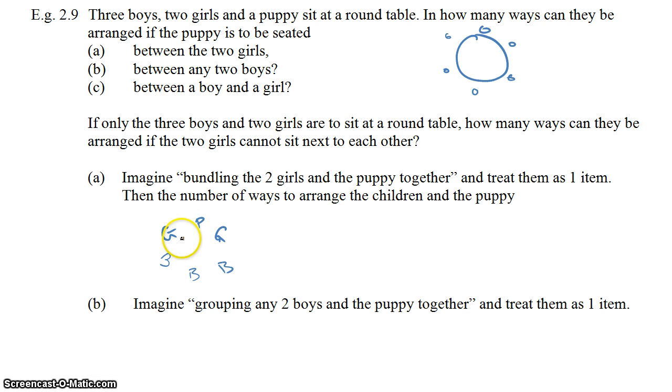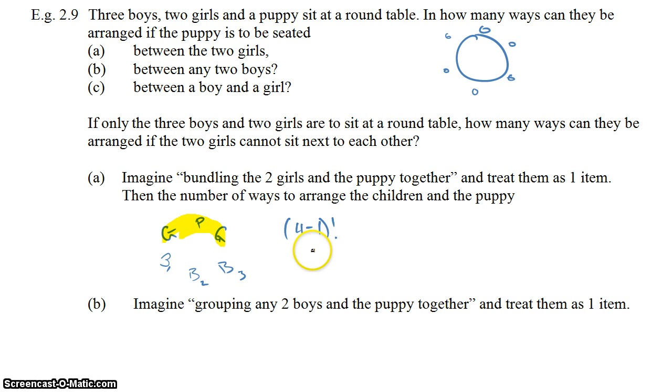So what do I have? I treat these three as one thing, GPG, and I treat that as one object, and I arrange that with the three boys, right? So I now have 4 objects to arrange: the GPG, and boy 1, boy 2, and boy 3. And to arrange 4 objects in a circle, we know that can be done in 4 minus 1 factorial ways.